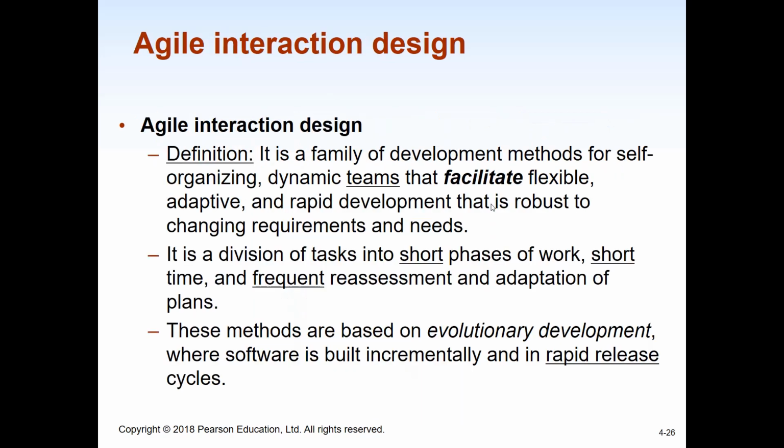Have a look at the examples. The third method is agile interaction design. It is a family of development methods for self-organizing dynamic teams that facilitate flexible, adaptive, and rapid development that is robust to changing requirements and needs. So usually there are teams, and it is flexible, adaptive, and rapid at the same time.